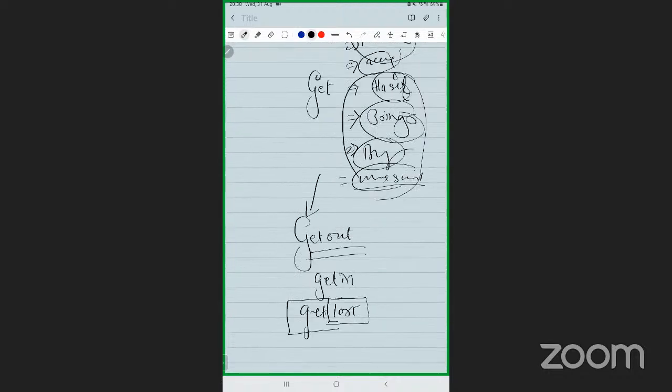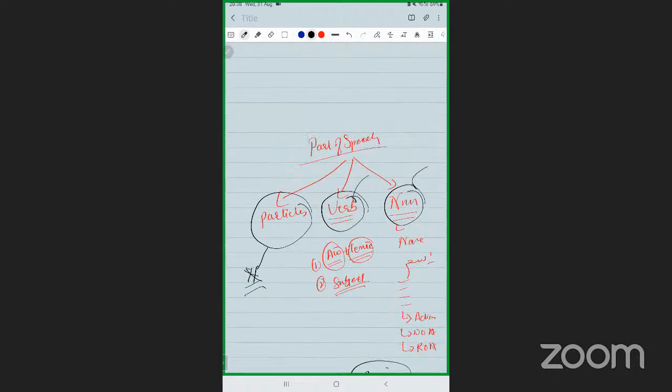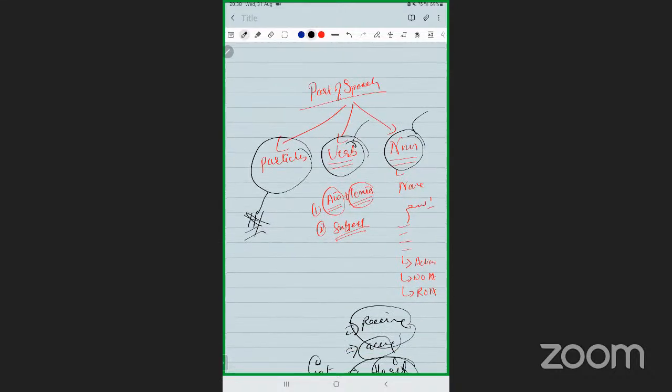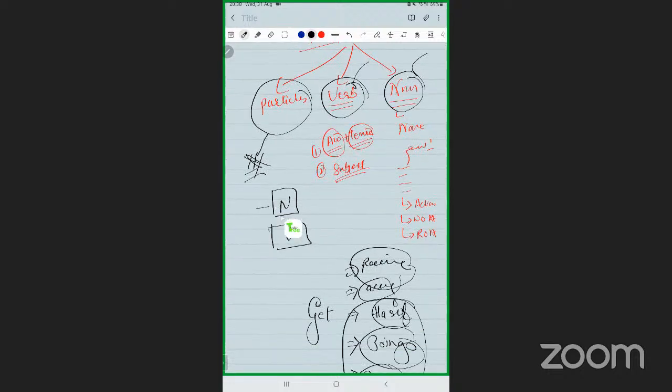Point to be noted is particles don't have their own meaning. Their meaning can be understood when they connect with a noun or a verb. Is this concept clear, my brother, my sister? Yes. Alhamdulillah. Normally, they are used to connect verbs or a verb and a noun. They are the connectors.